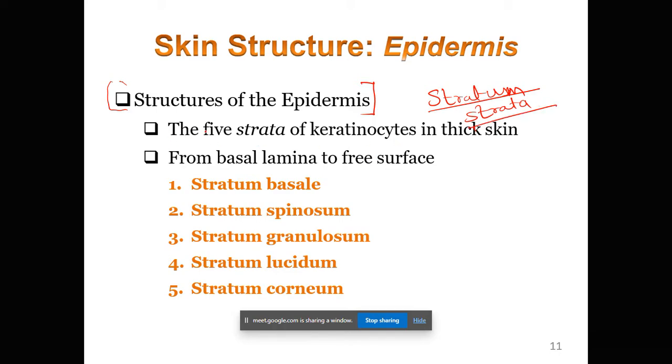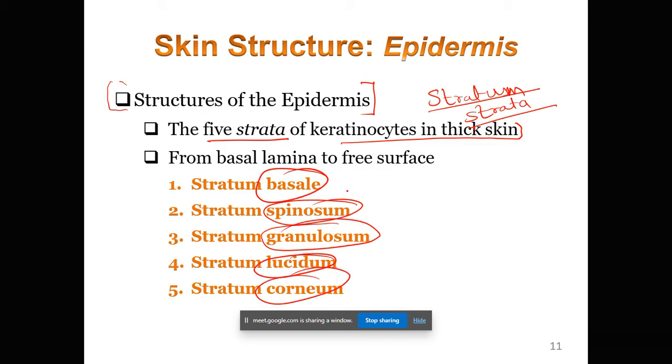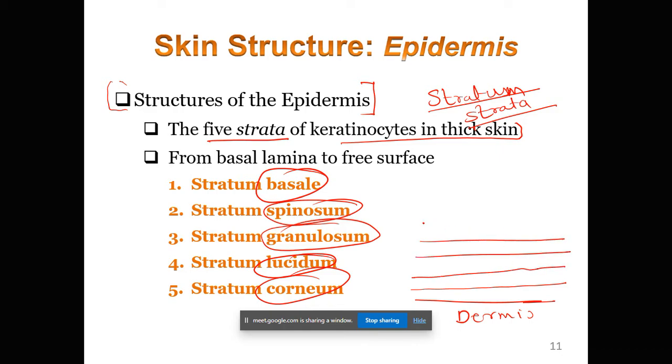Okay, so there are five strata of keratinocytes in thick skin. So which are those five strata? That is basal, spinosum, granulosum, lucidum, and corneum. As the name suggests, basal is at the base. So if we consider this is the dermis layer, there are five layers: one, two, three, four, five.